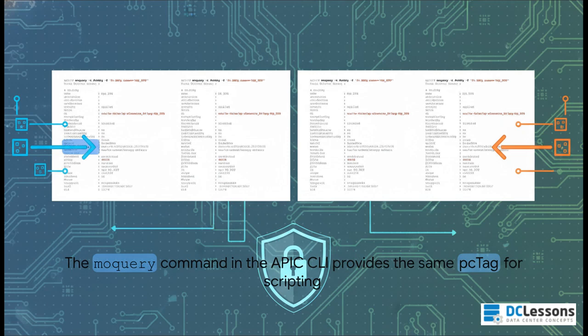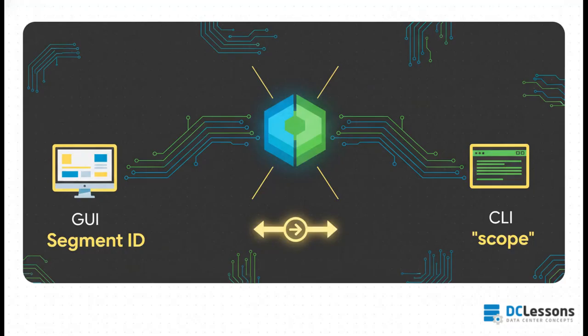It just goes to show you there's perfect parity between what you see in the GUI and what you can get from the CLI. And finding the scope, which is that unique number for the VRF, follows the exact same pattern. In the APIC GUI, if you look at the VRF's policy tab, it's called the segment ID. Over on the CLI, if you run a MOQuery for that VRF object, the same number is listed, but this time it's under an attribute called scope.